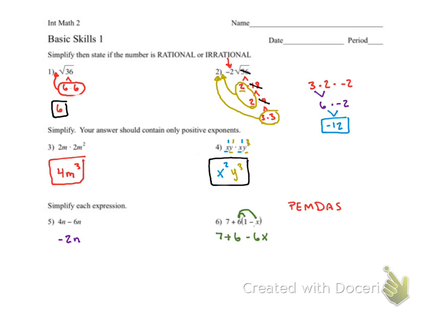And to write it in standard form, we always have to start with the variable and the highest exponent first. So the only variable we have is this negative 6x here. So we have negative 6x. We have like terms. 7 plus 6 gives us 13. There's our final answer.